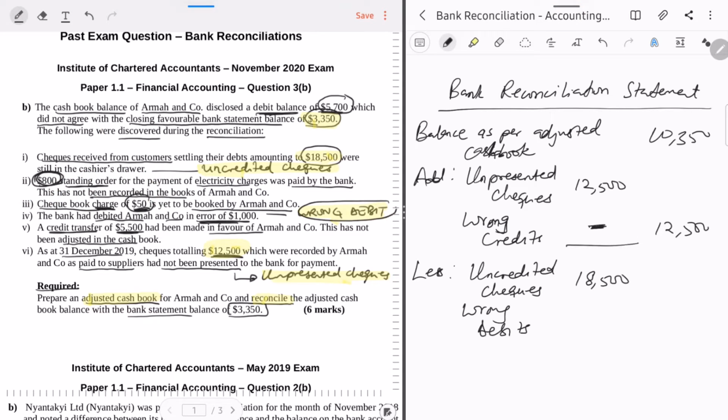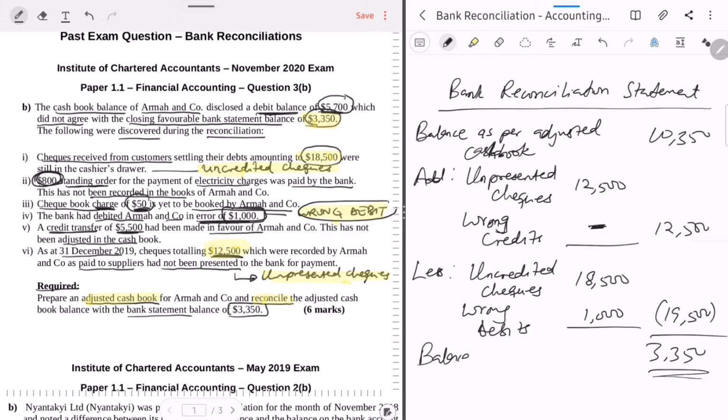Wrong debit here is what? $1,000 here. So 1,000. These two clearly give me 19,500. So all I need to do is take 10,350 plus 12,500 minus 19,500, and that gives me 3,350. So 3,350.